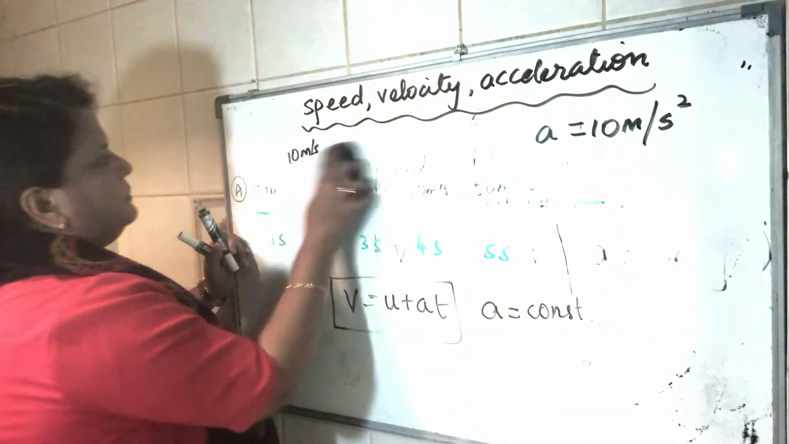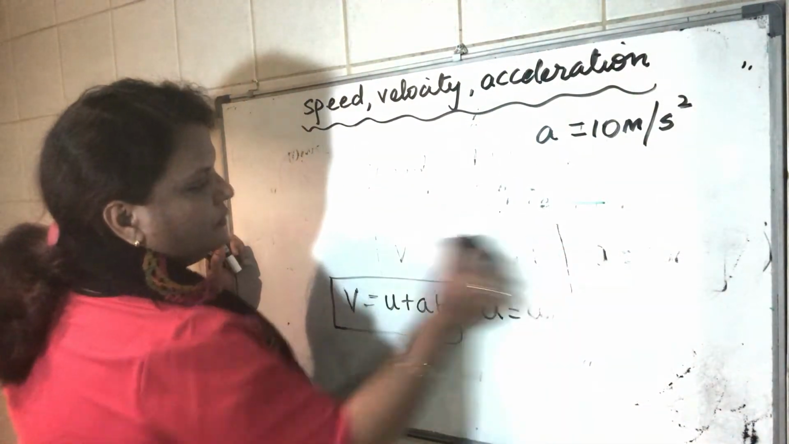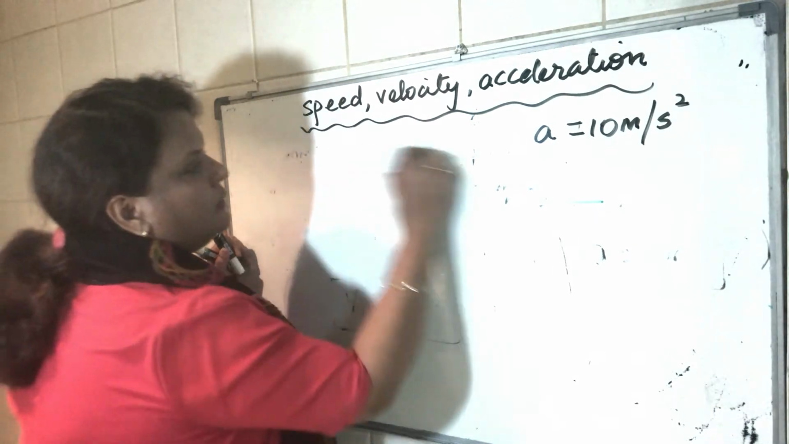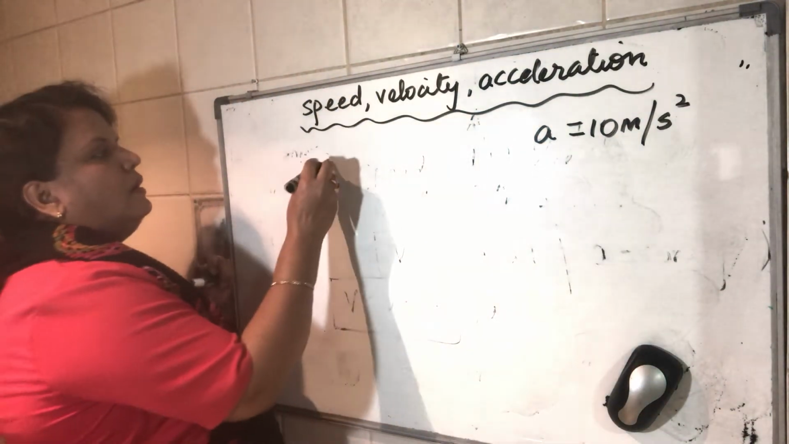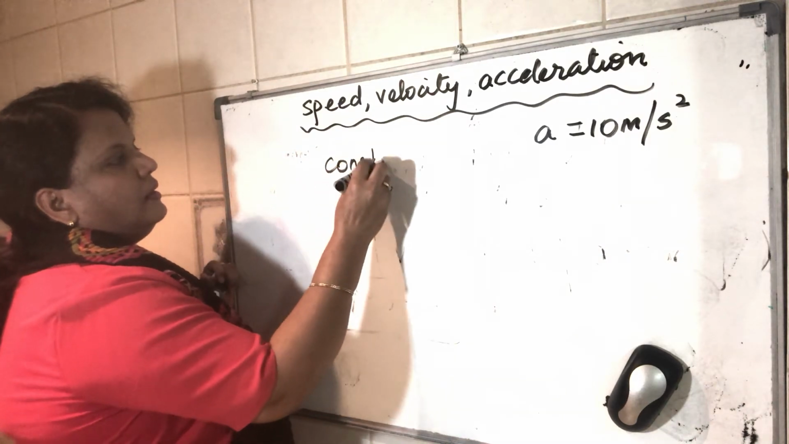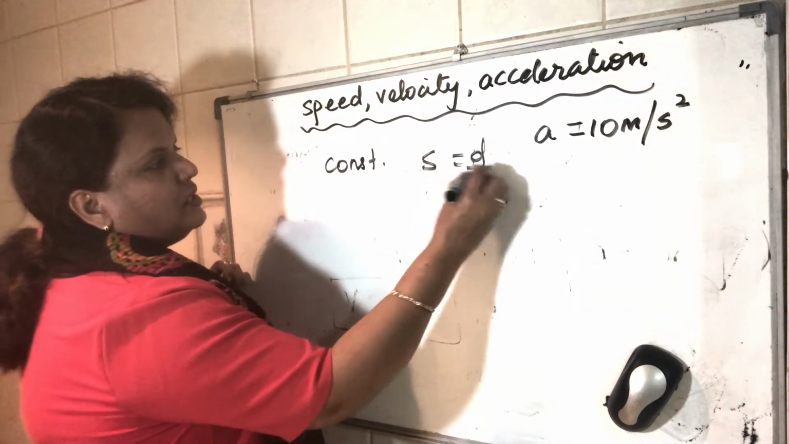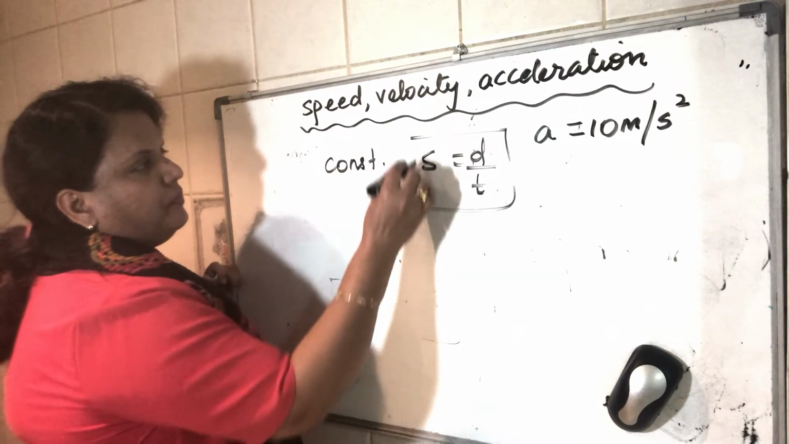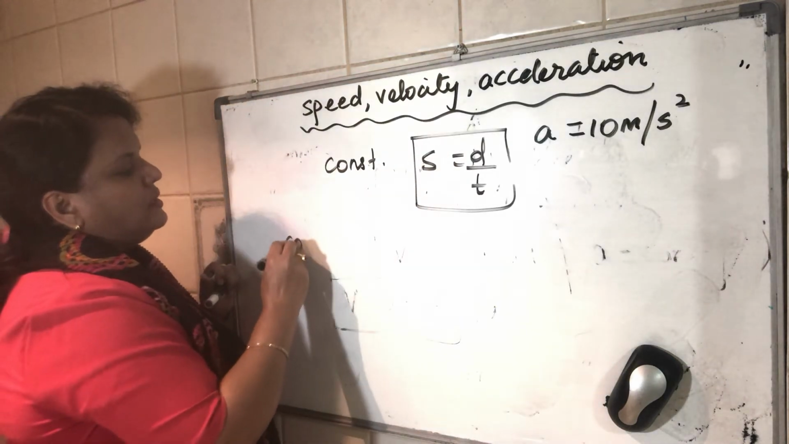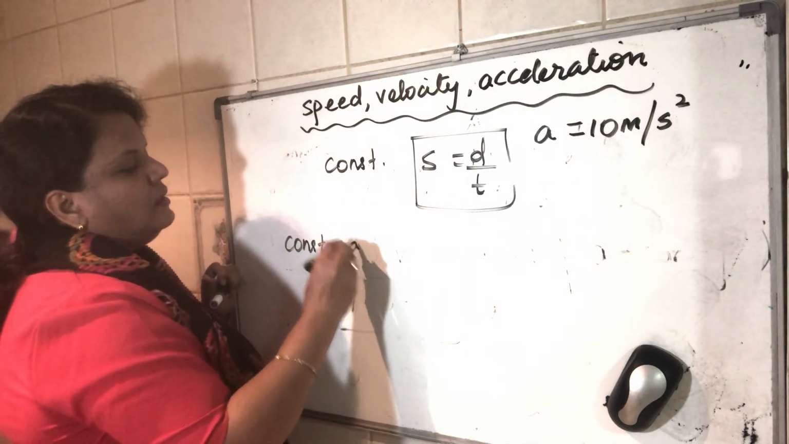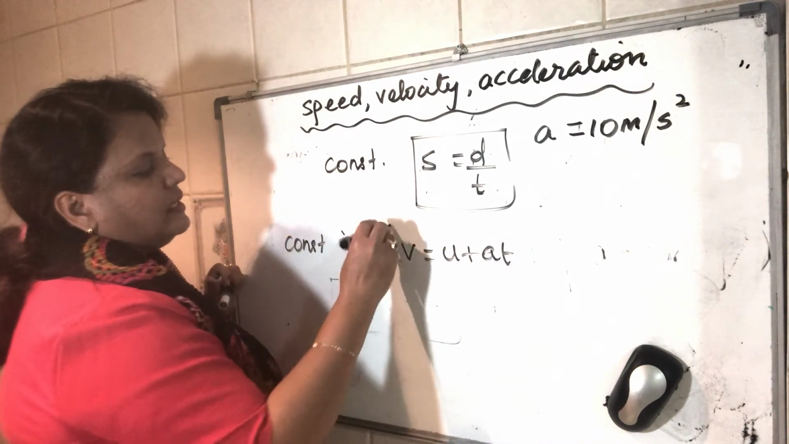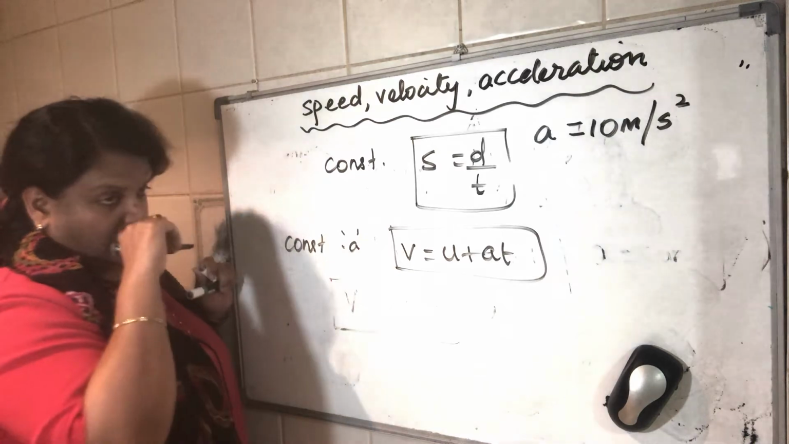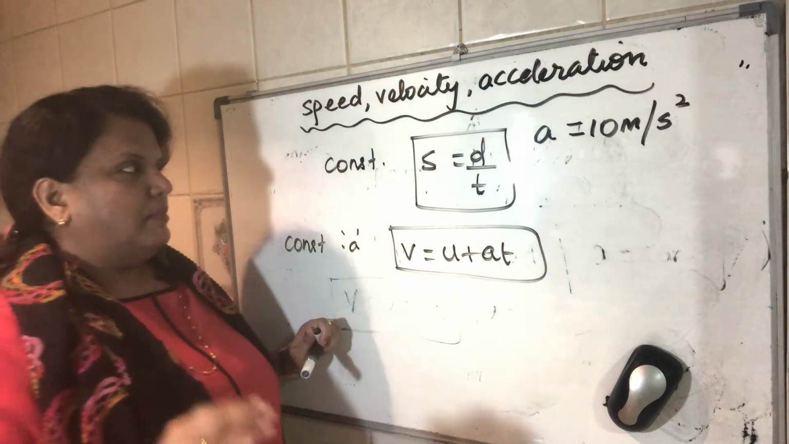Now, so summary, we'll see: for constant speed, you'll use the formula speed is equal to distance over time. When it is constant acceleration, you will use v is equal to u plus at. As I said, there are a couple more formulae with equations of motion. We'll see them in a separate session.